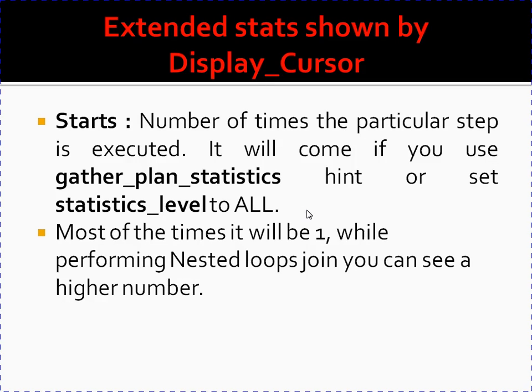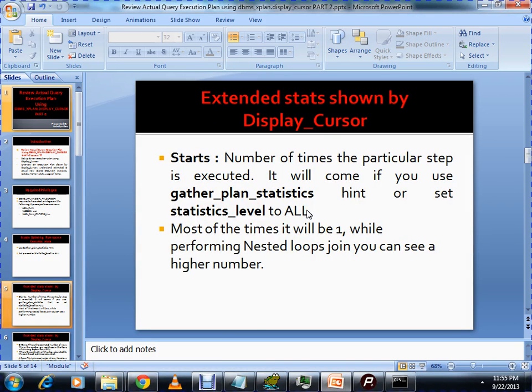Beginning with Starts. Starts represents the number of times the particular step is executed. It will appear only if you use the gather_plan_statistics hint or set statistics_level to ALL. Most of the time it will be 1, but while performing a nested loop join you might see a higher number. So let's check that.